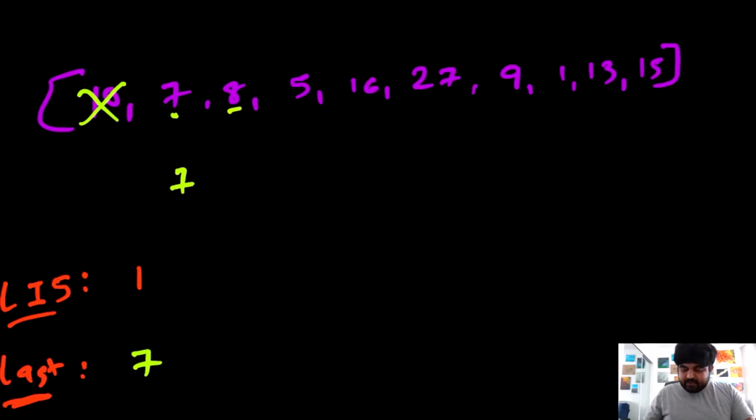Now comes the value 8. Now 8 is greater than 7 and 8 is in itself a higher value. So we have two possibilities. Either we can keep 7 as it is as a longest increasing subsequence, or we can have a subsequence like 7 and 8, and we are not appending 8 behind this 7.